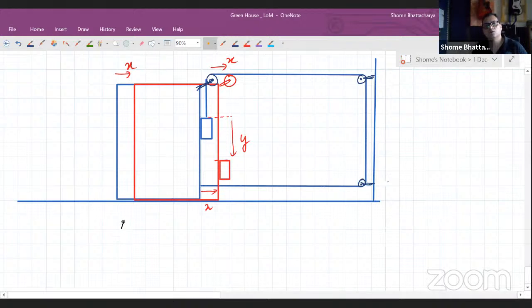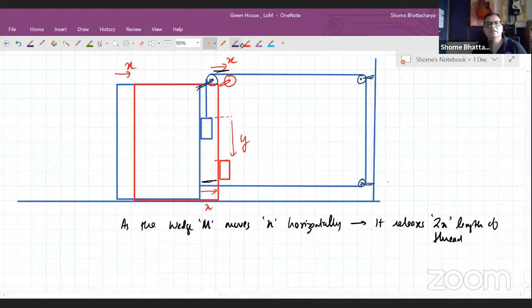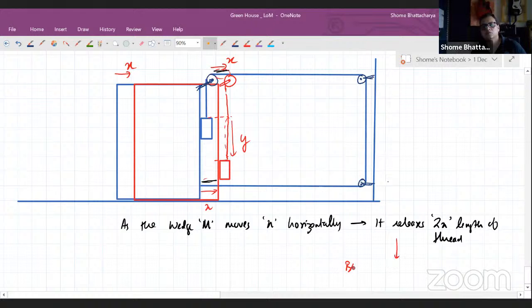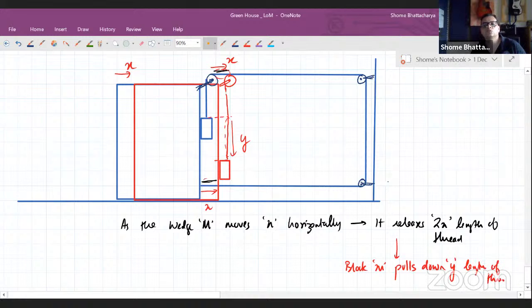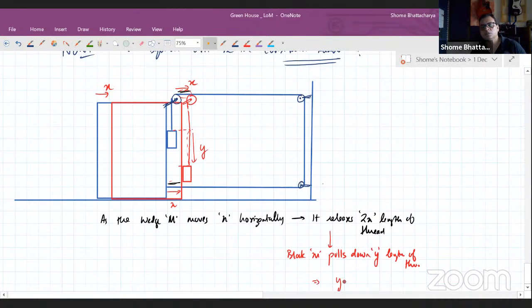Okay. So what happens here is as the wedge capital M moves x horizontally, it releases 2x length of thread. Here and here, 2x length of thread gets released because this thread is here now. So this much length here and this much length here is released. So where is that length going? That's going here. So the block small m pulls down by that length of thread. Because the total thread length is constant, whatever thread length this one releases, this has to pull back the same amount of thread. Okay. So y has to be equal to 2x.